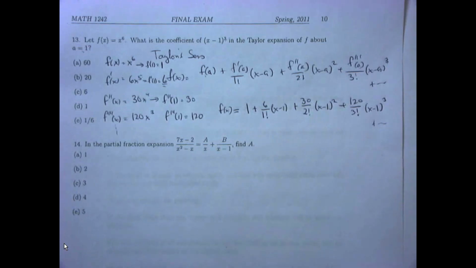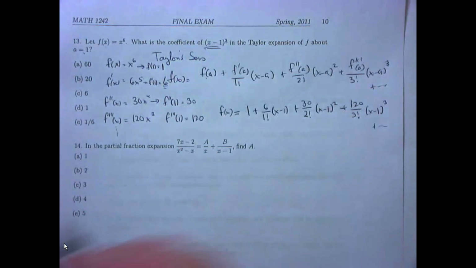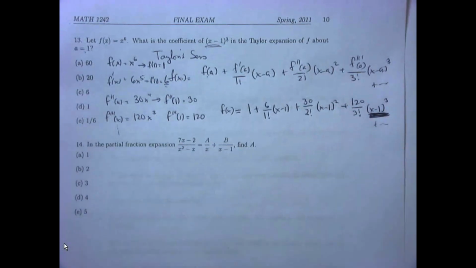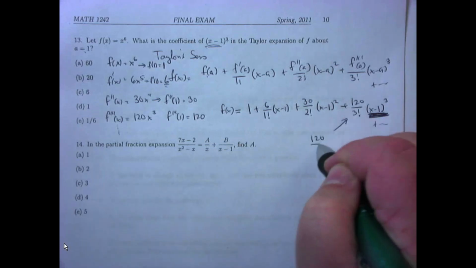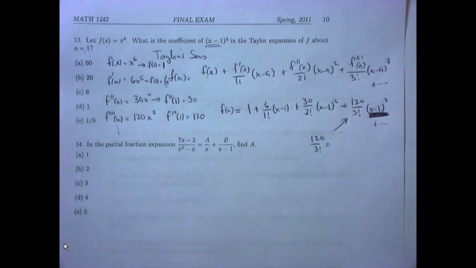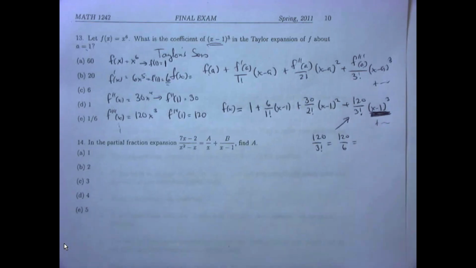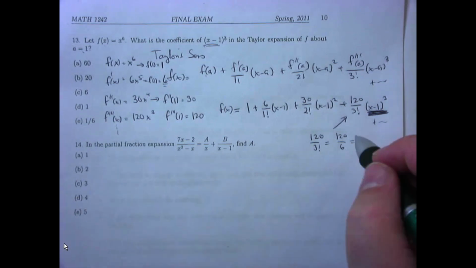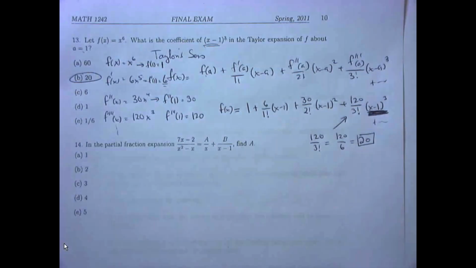However, what is the question on this problem? The question is, what is the coefficient of this term? That term is (x minus 1) cubed. Well, there it is right there. There is my (x minus 1) cubed. What's the coefficient out front? The answer is right here. It's 120 over 3 factorial. 3 factorial is 3 times 2 times 1, so this is 120 over 6. See, 6 goes into 12 two times, so what's my answer? Answer's 20. Answer's B.